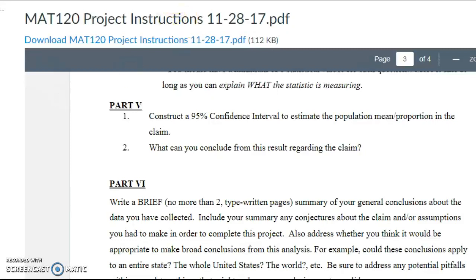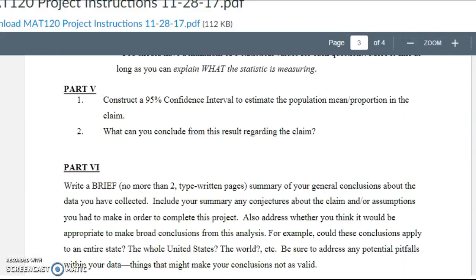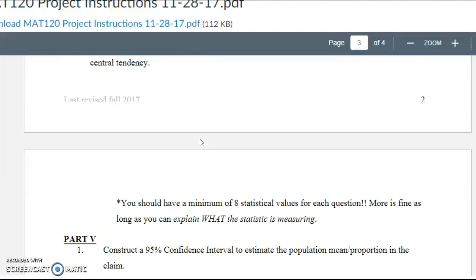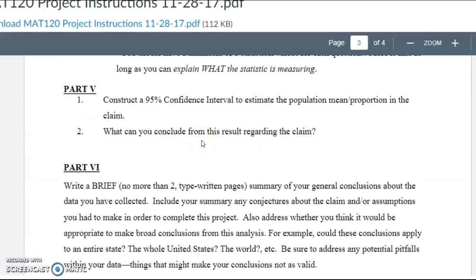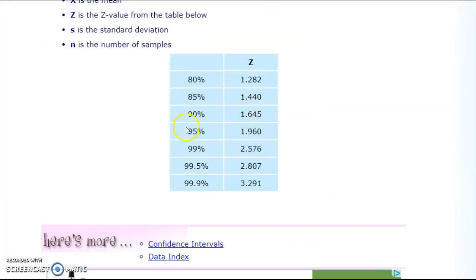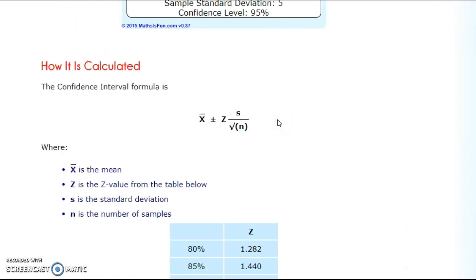For part 5, it wants me to construct a 95% confidence interval to estimate the population mean proportion in the claim. This would have been a good spot where, for part 4, most of you probably did the mean and the standard deviation, so you already have those two pieces of information. We also know our critical value, assuming a normal population: we're going to use that Z, and that Z for 95% is going to be 1.96. At this stage in the game, you've used that value within a confidence interval.